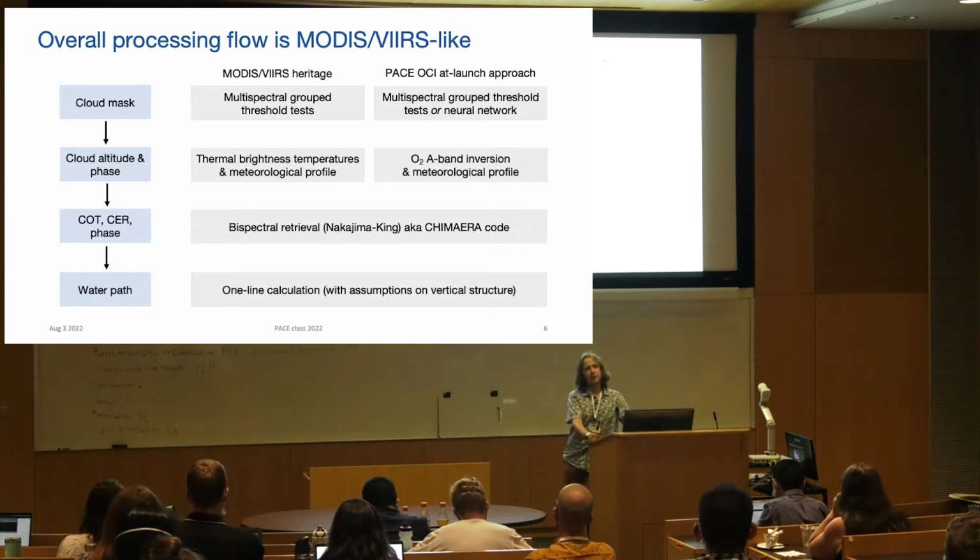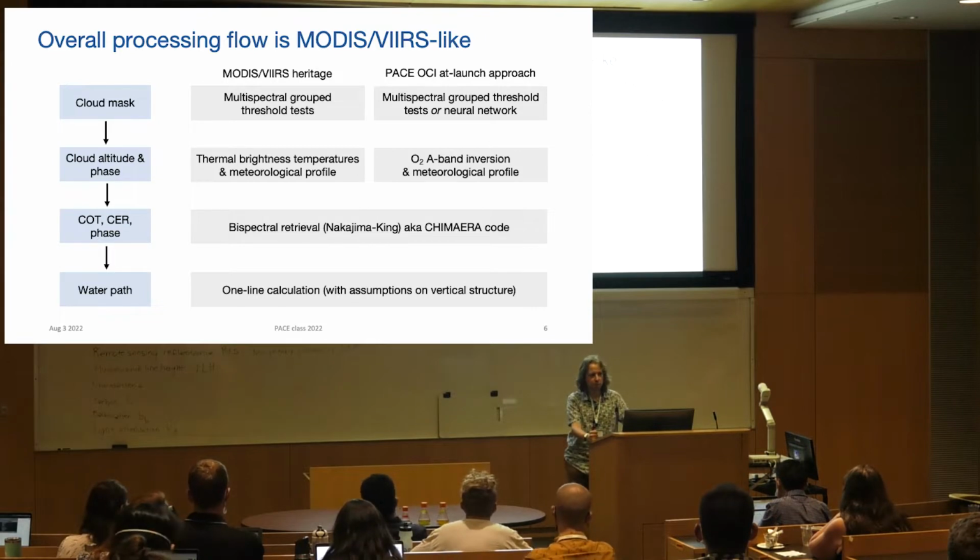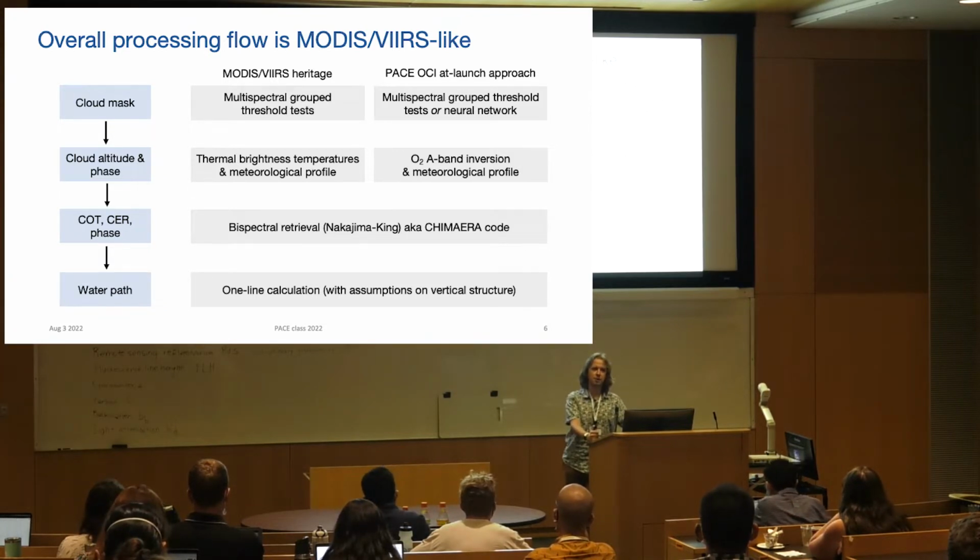So cloud altitude and phase comes next. That's where we have the biggest departure from the heritage. MODIS and VIIRS use thermal infrared measurements to determine the temperature of the top of the cloud. PACE won't have those on any of its instruments, so we're using absorption to determine the pressure. Then we can transform between the two. So this is a new algorithm for us.